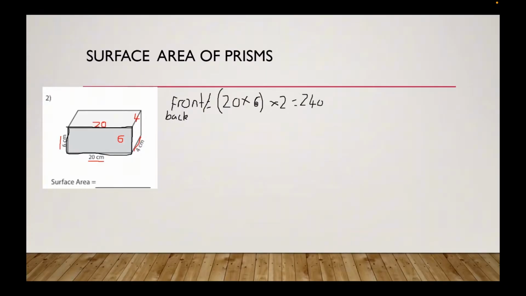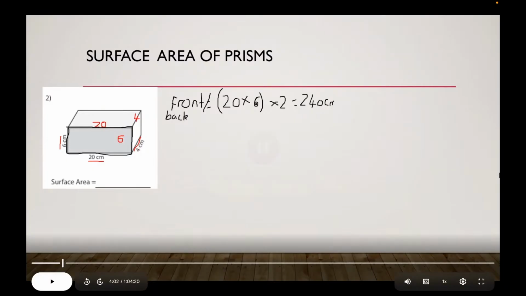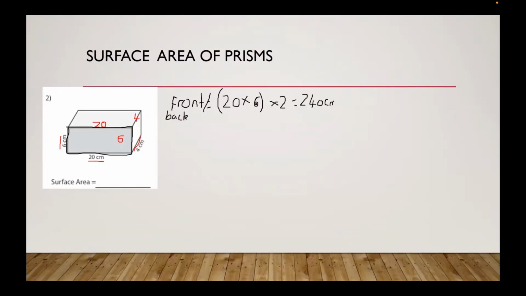So we get 240. I'm actually going to attempt this question by myself. I'm going to do the left and right side. Left/right. This seems like a very basic question that I'd rather try and get myself. So 4 times 6. Yep, 4 base times height, 4 times 6. And then times that by 2 again, because there's 2 of the sides. That 4 times 6 is 20. Times 2, 40.